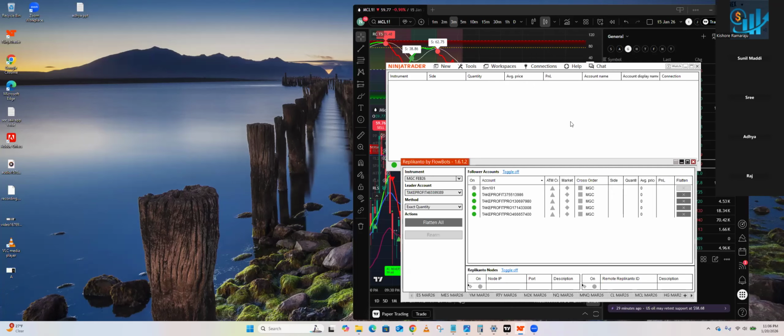Or you can also use cross order. That means whenever you take GC, you will take MGC in this account. If you want to take low risk with some pro accounts, whenever you take mini GC in your main account, you can take micros in your pro accounts. You can put that cross order and check those boxes.